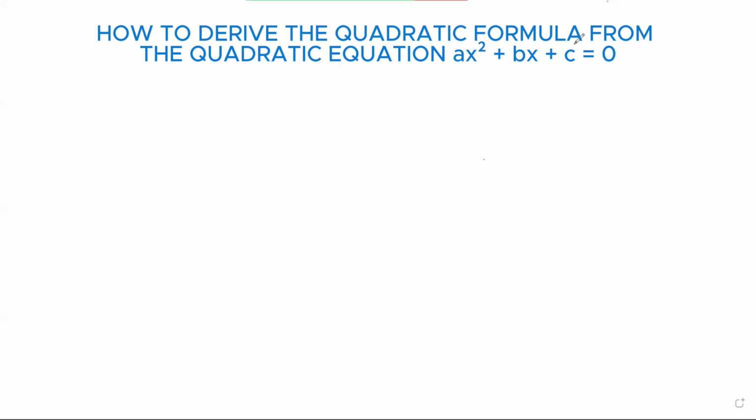You're welcome. Today I'll be showing you how to find the derivative of the quadratic formula from the quadratic equation ax squared plus bx plus c equals 0. Very straightforward. Having the equation ax squared plus bx plus c equals 0, what is the first step we are going to do to solve this?